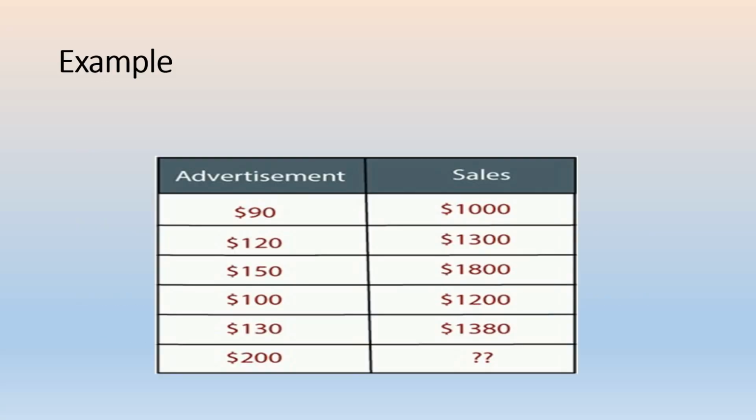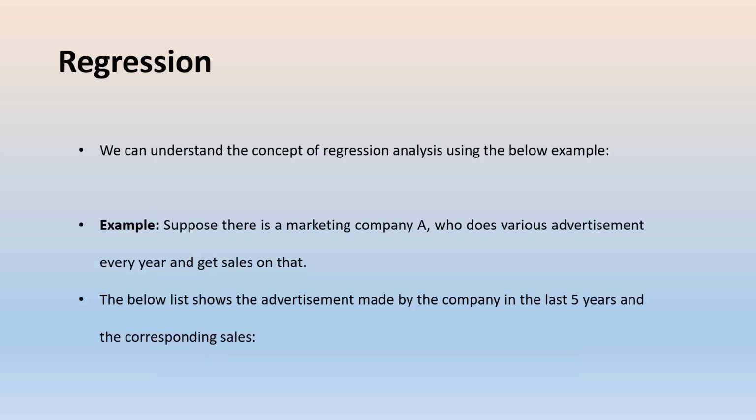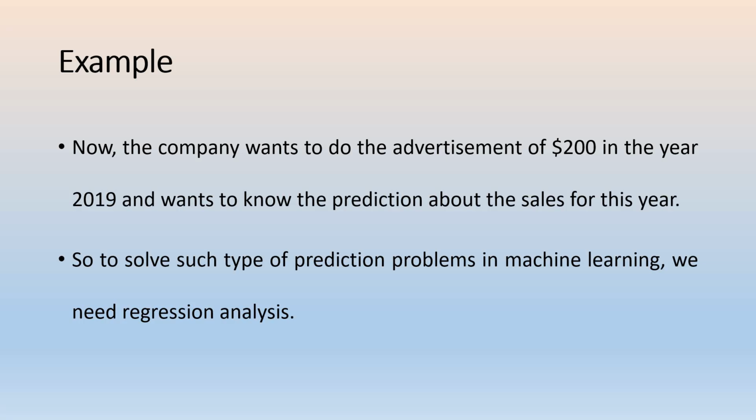See here, advertisement and sales. 90 rupees advertisement gives 1000 rupees sales, and 120 rupees advertisement gives 1300 sales, and 150 gives 1800, as well as 100 gives 1200, and 130 gives 1350. Now the company wants to do an advertisement of 200 in the year 2019 and wants to know the prediction about the sales for this particular year.